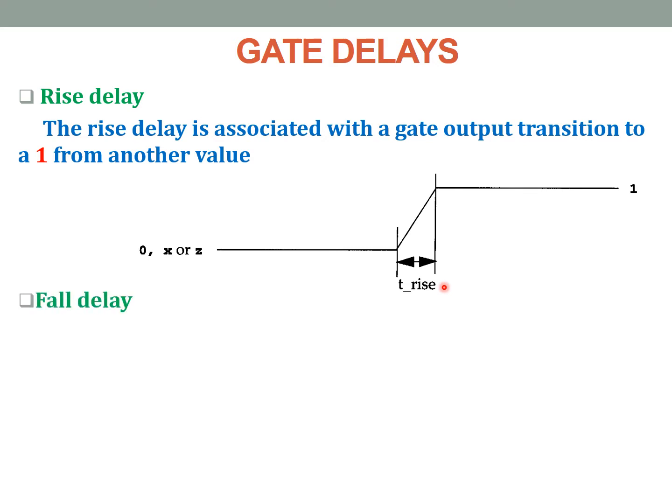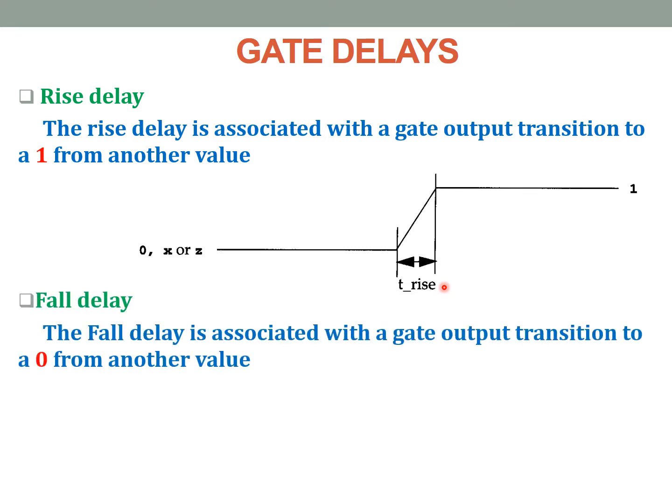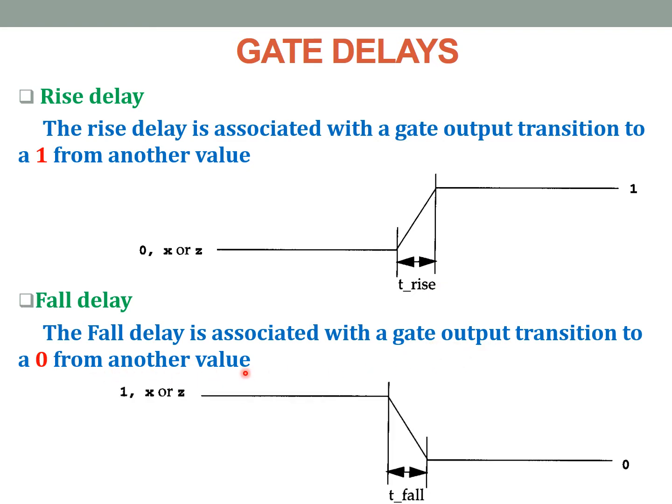Similarly, we have the fall delay. The fall delay is associated with a gate output transition to 0 from another value. The pictorial representation of this would be when a logic value of logic 1, unknown or Z, the high impedance state, changes to logic 0, it takes some amount of delay to change its value from logic 1, x or z to logic 0. That delay is referred to as the fall delay or the fall time.